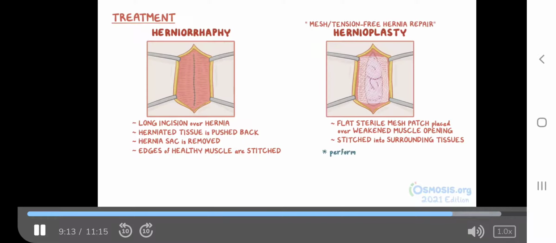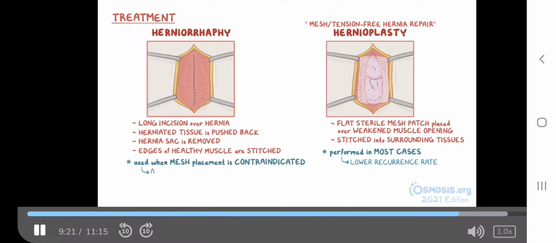Mesh repair is performed in most cases since it has a lower recurrence rate, while non-mesh repair techniques are primarily used when mesh placement is contraindicated, such as when there is active infection or necrosis of the herniated tissue, or when the use of a mesh is cost-prohibitive.